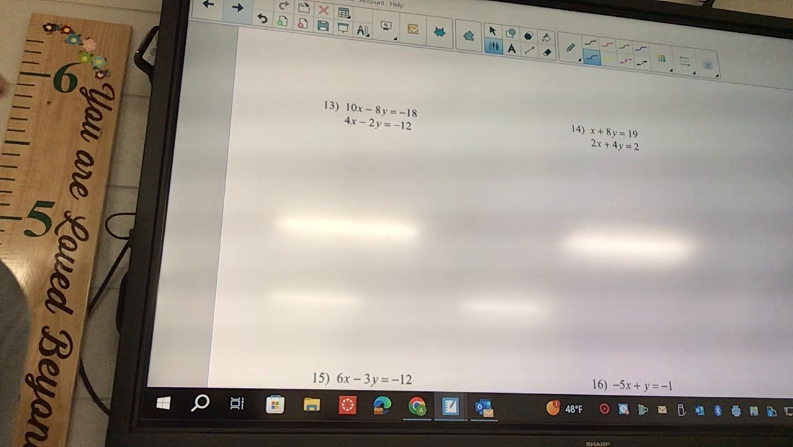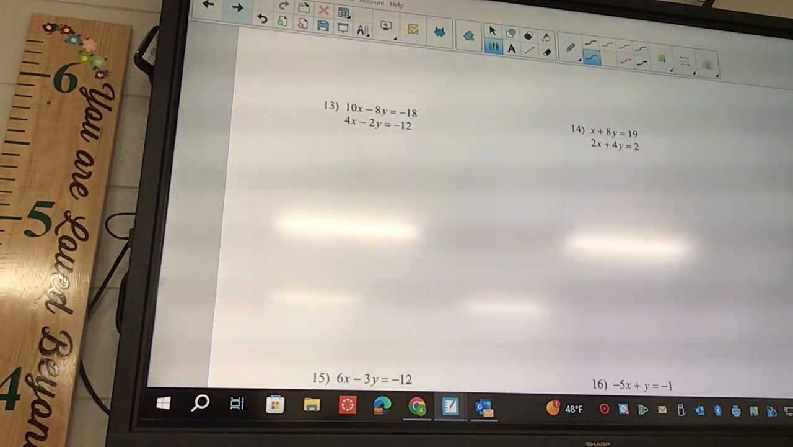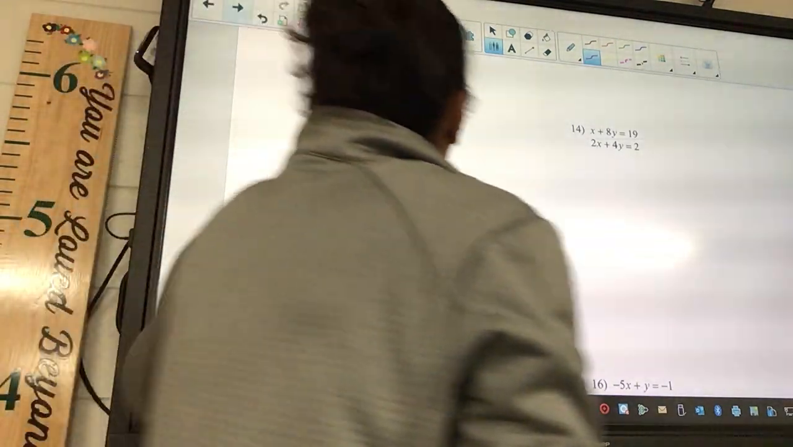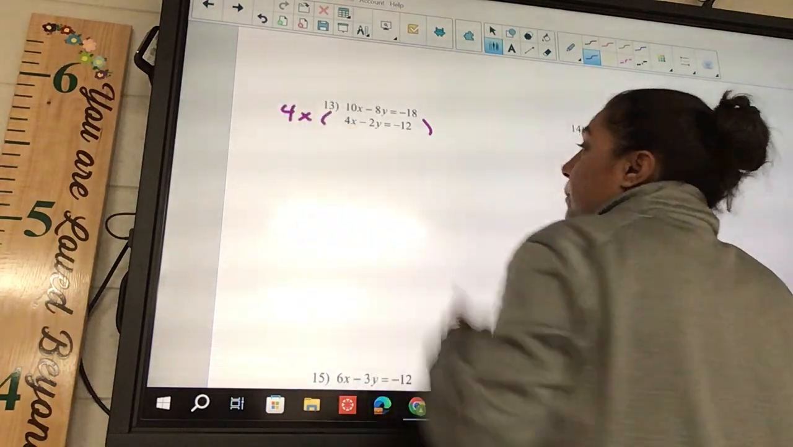Okay? Look at the y's. What's smaller, 8 or 2? The 2. 2 times what gives me 8? 4. So that means that this one, the smaller one, is the one that gets the times.